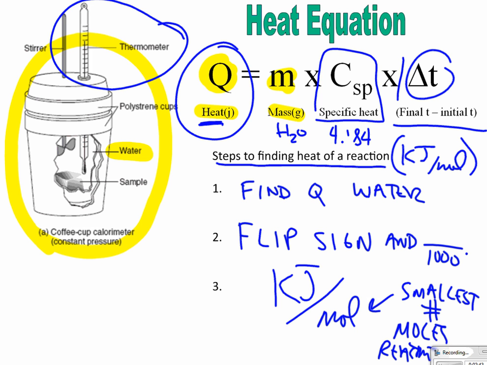It's in kilojoules per mole. We do it in a coffee cup. We find our temperature using a thermometer. Boom. We have our specific heat, and we can check the mass of the water by measuring its volume, and we go from there. That's how to find the heat of a reaction.